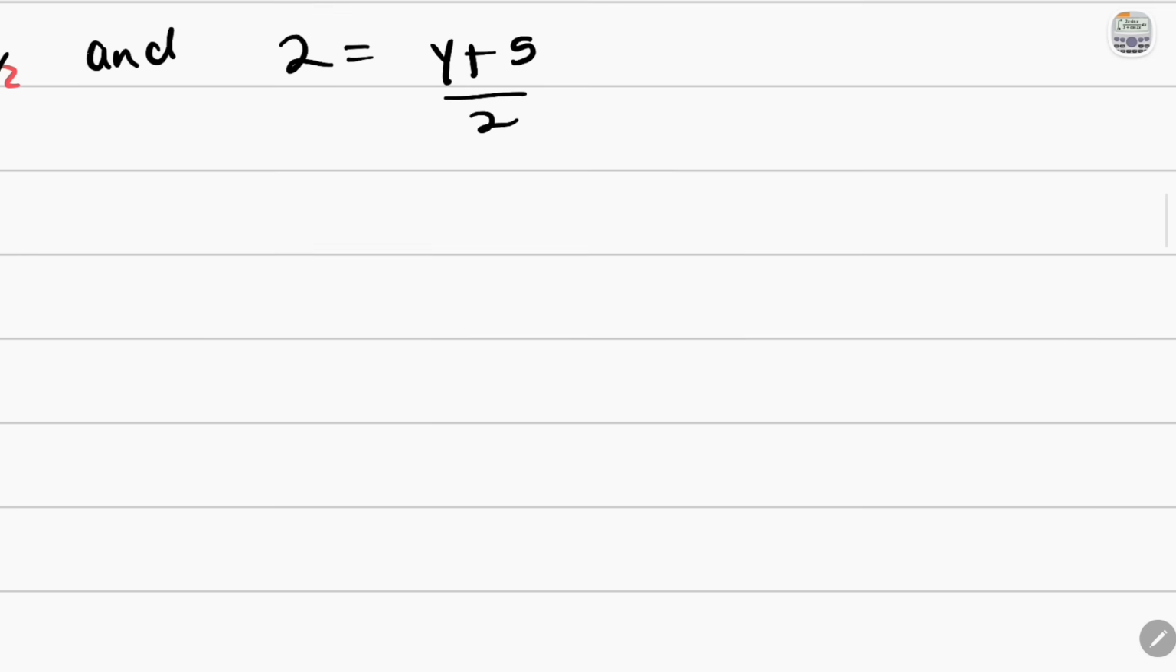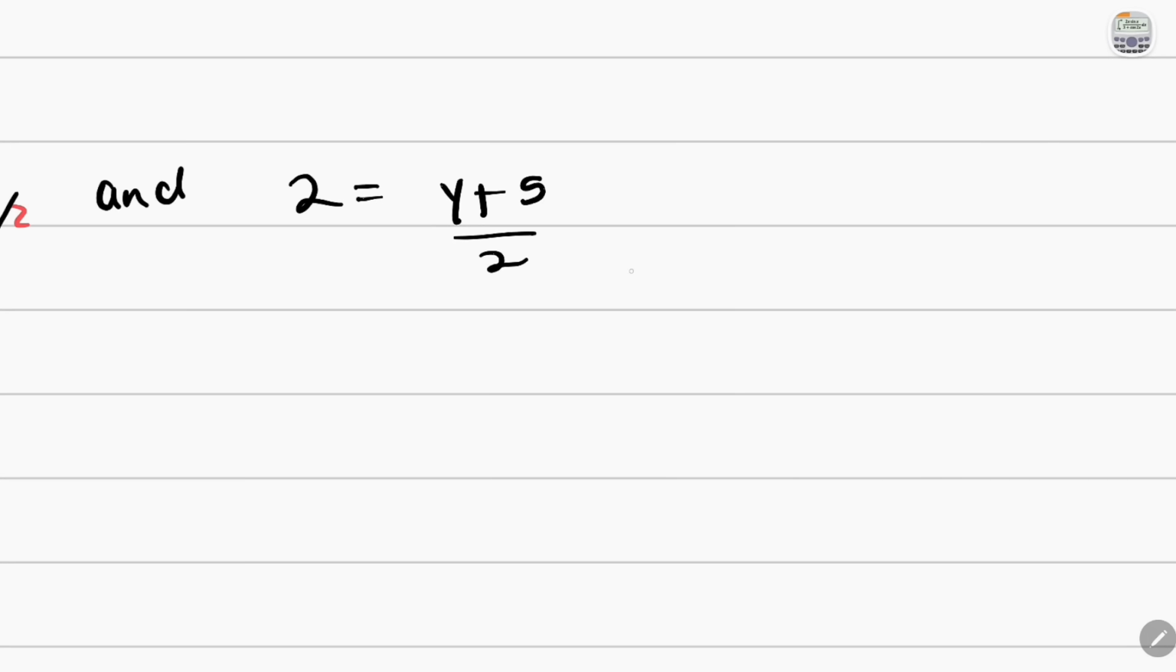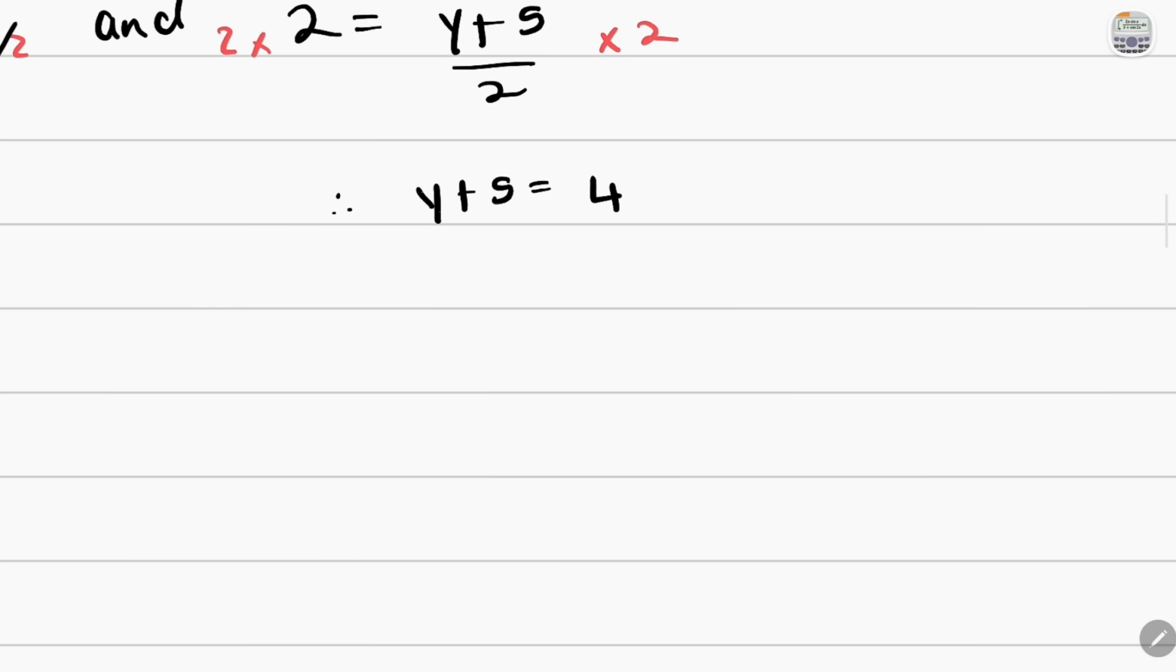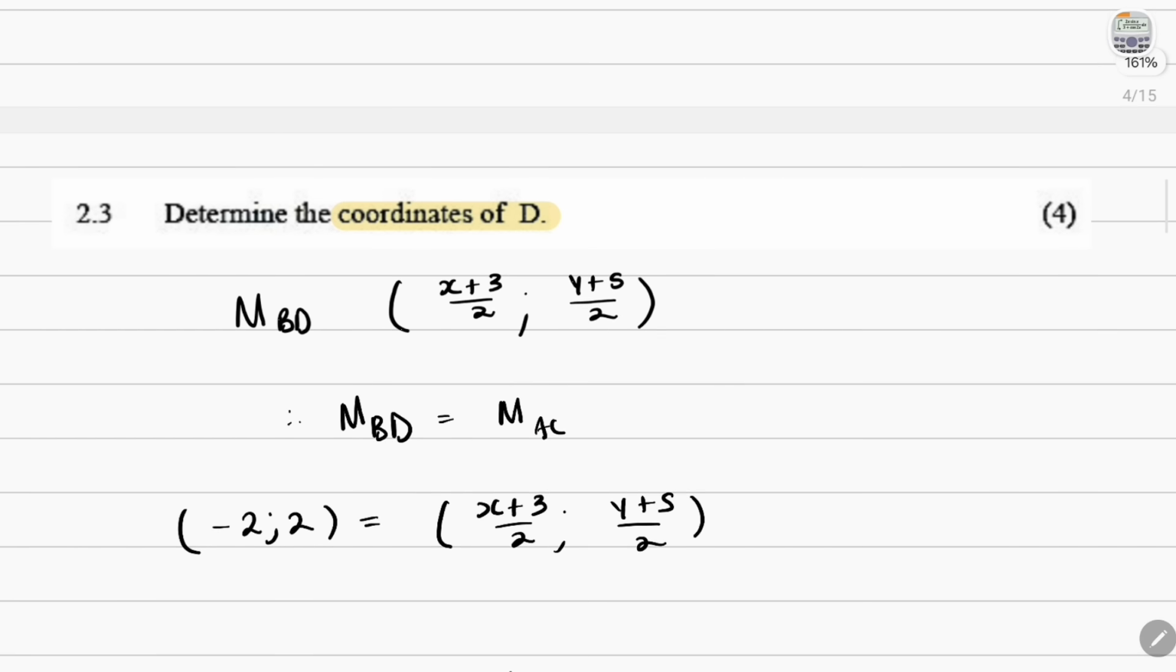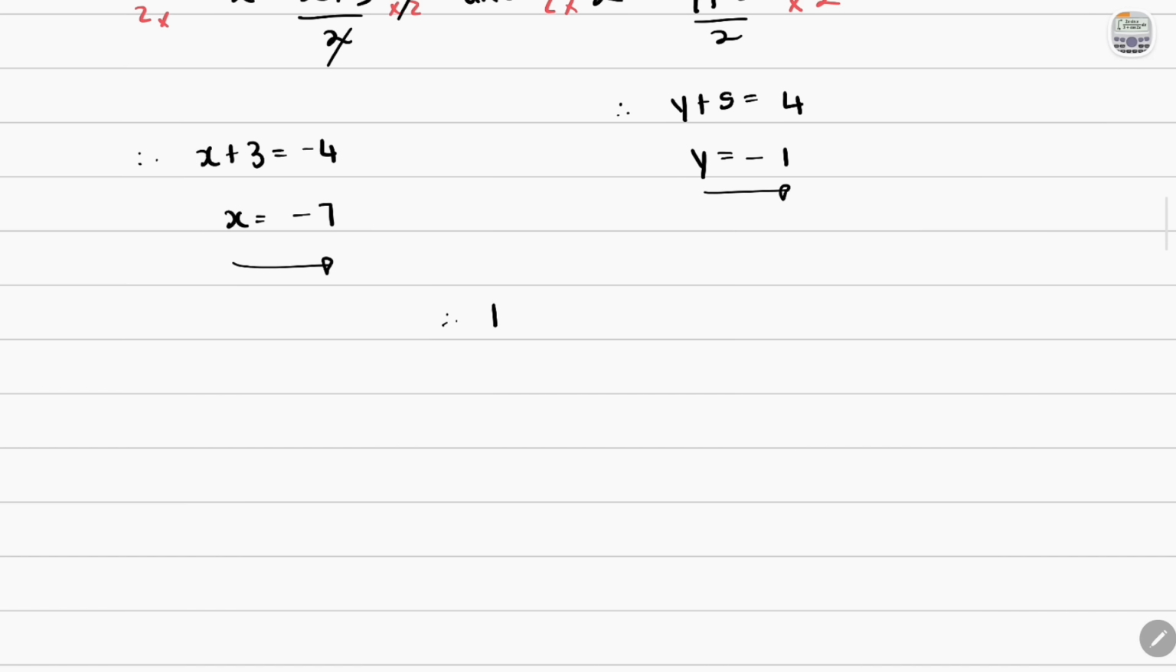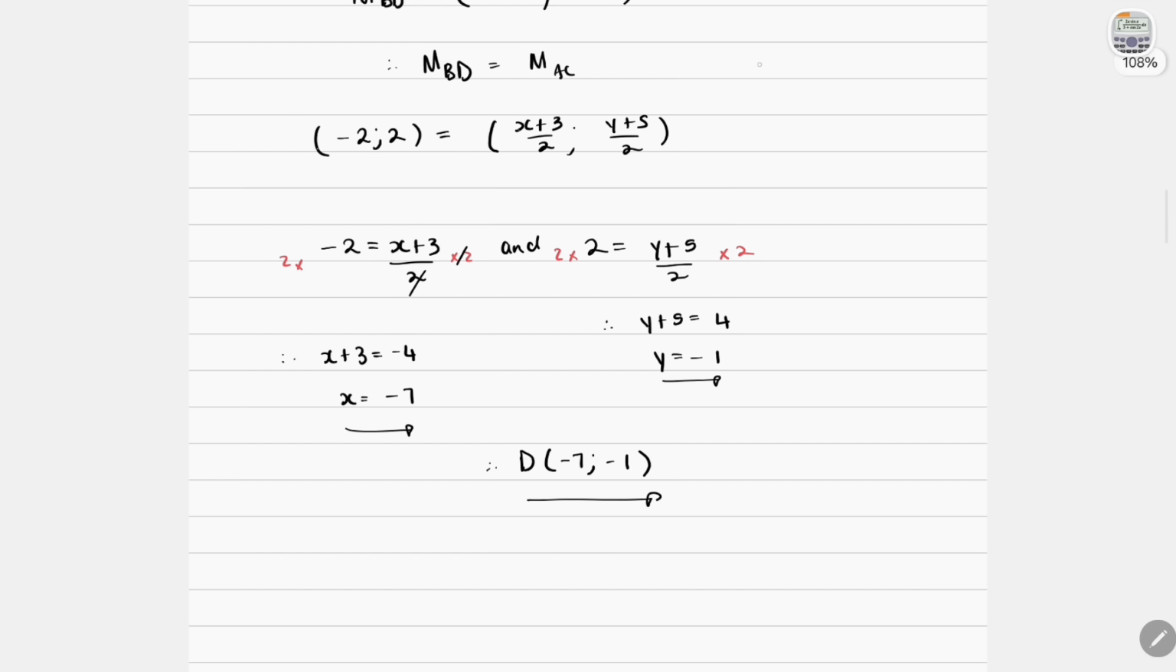Okay, so we have x there. And then find y. So to find y, you can multiply both hand sides of this equation by 2 to get rid of the 2 in the denominator. And so y plus 5 is equal to, that becomes 4. Transpose the 5, so y is equal to 4 minus 5, which is negative 1. Okay, so there we go. And now we can finally say that the coordinates of D are negative 7 and negative 1, and that is our answer. Moving on to the next question.